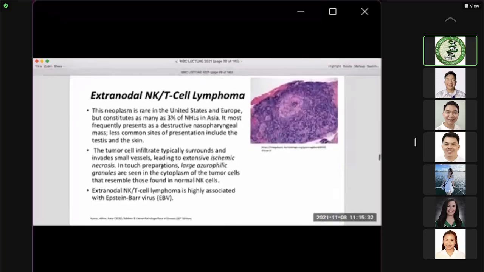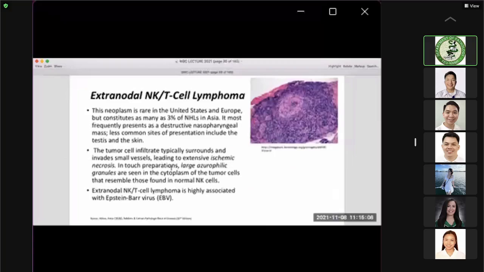Okay, and then we have extranodal NK or T-cell lymphoma. So, this is rare in this area, no, frequently present with destructive nasopharyngeal mass. No? Less common sites of presentation include the testis and the skin. Okay, so tumor cell infiltrate typically surrounds and invades small blood vessels, as you can see here. No? Nag-lead siya sa ischemic necrosis.